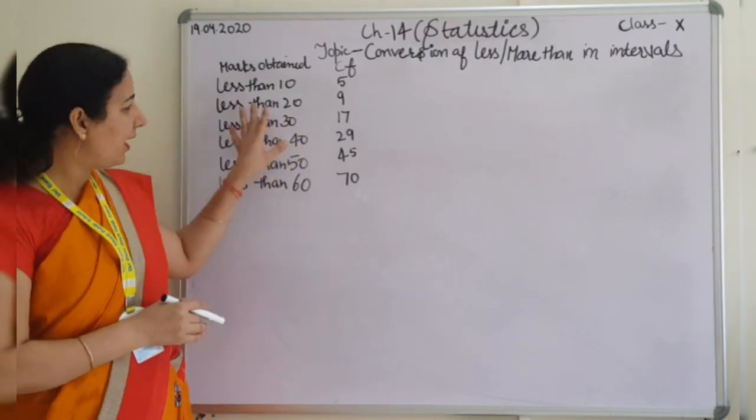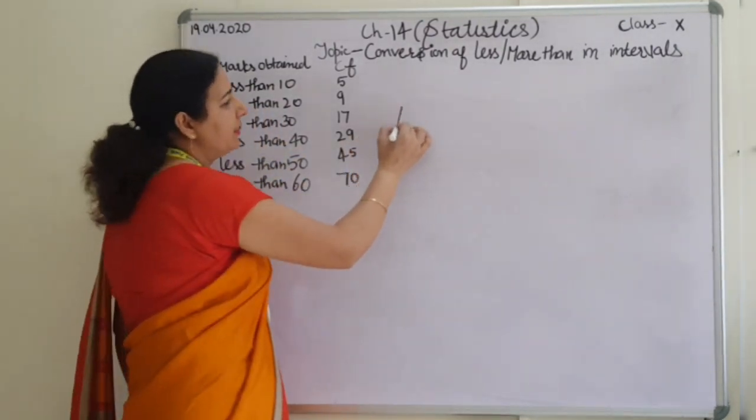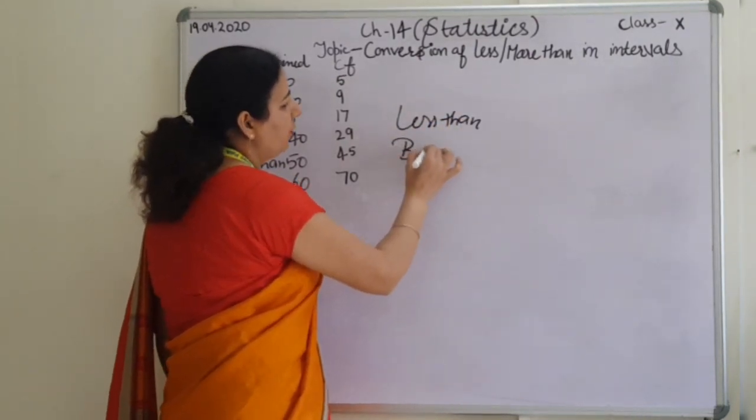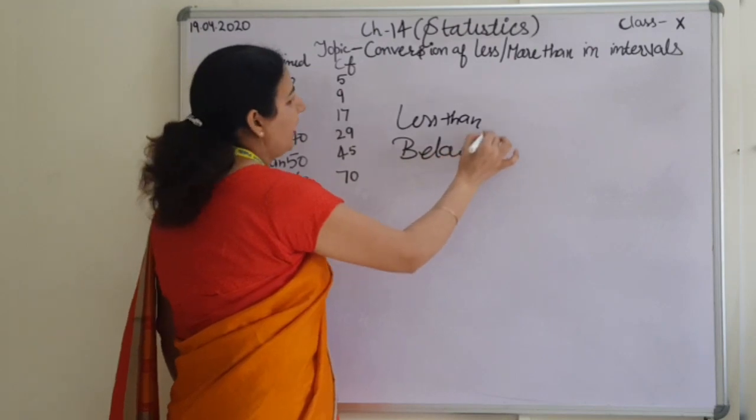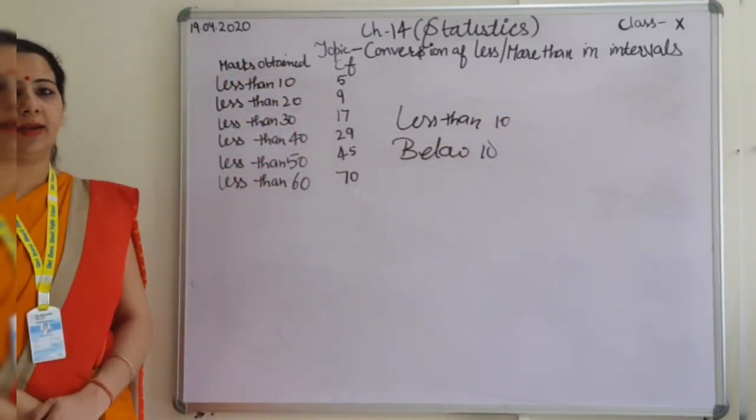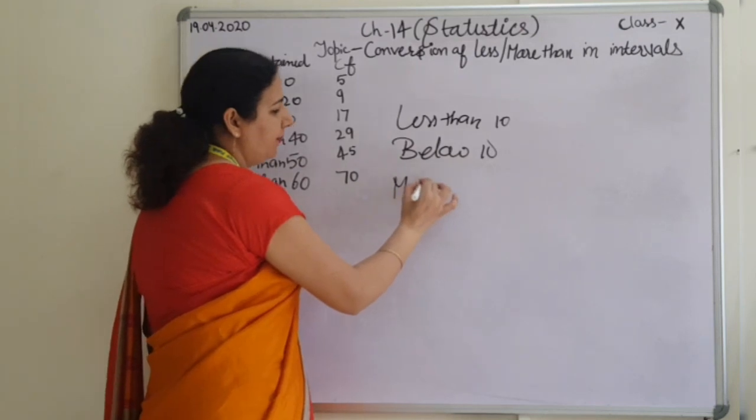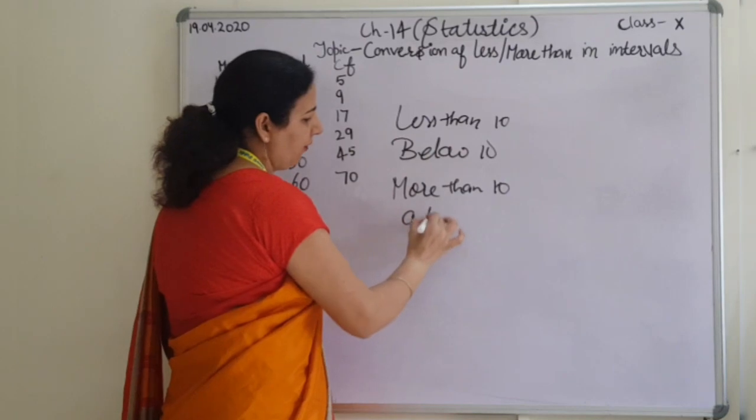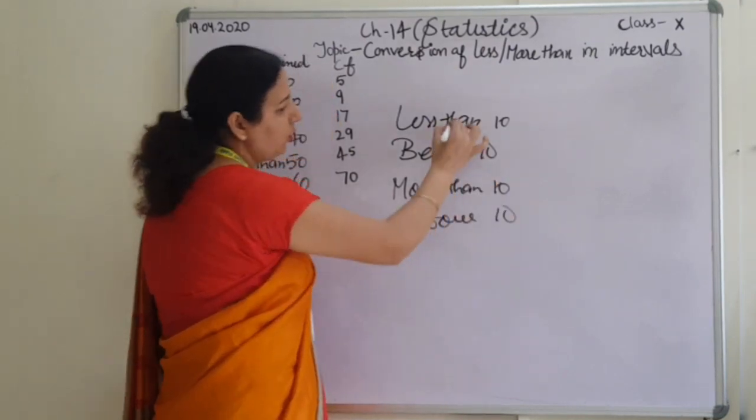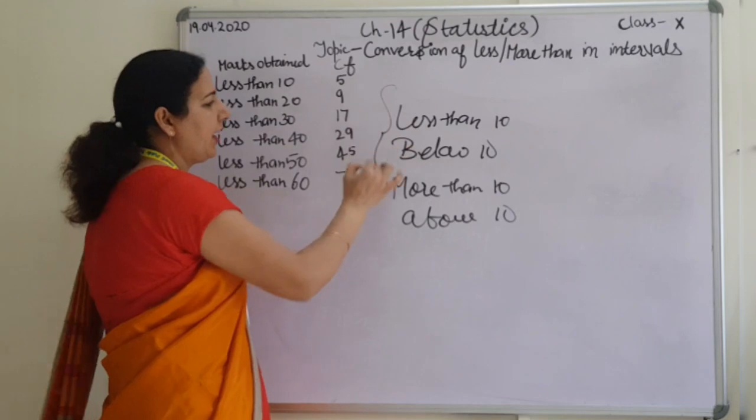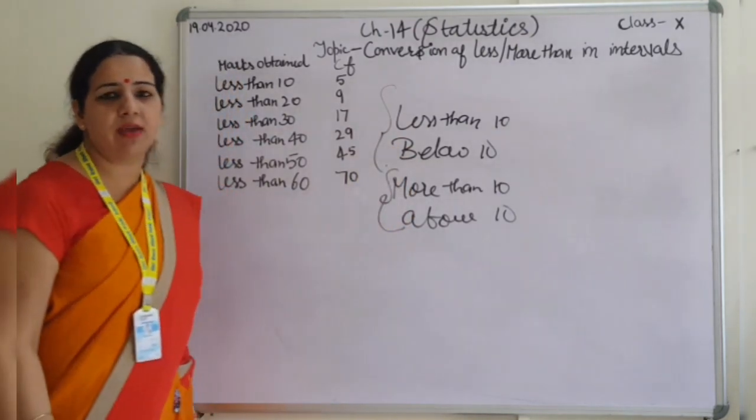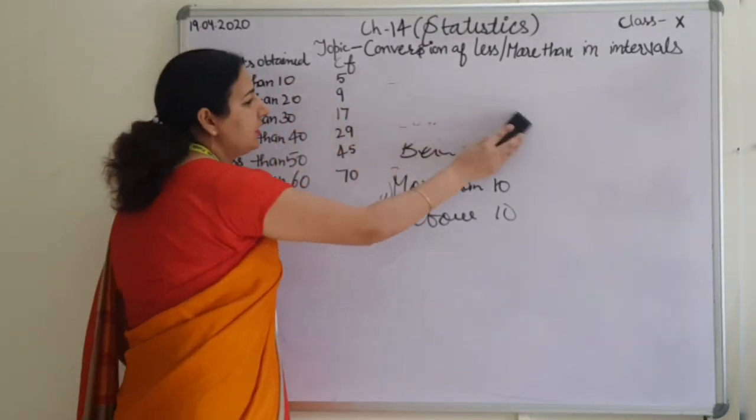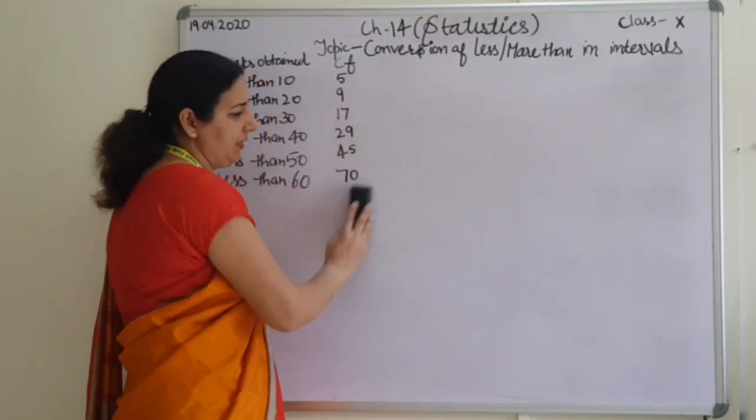The word less than has another name, below. Less than 10 can also be written as below 10. More than 10 can be written as above 10. So don't be confused regarding this. They both have the same meaning. But the question is, how will we convert these types of questions into intervals?